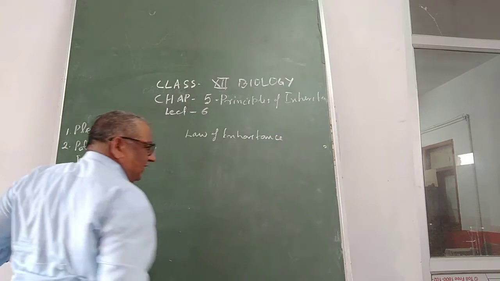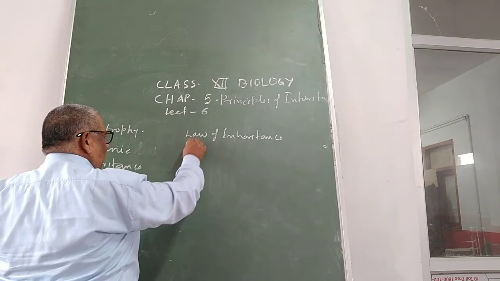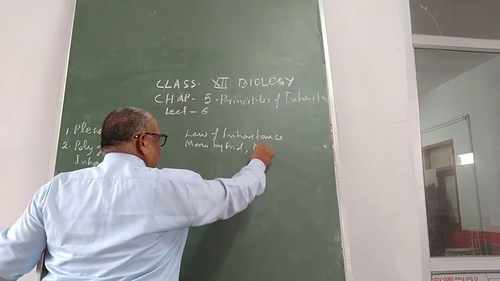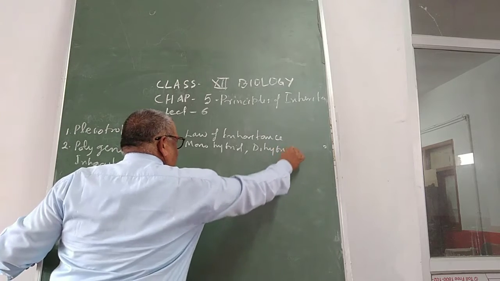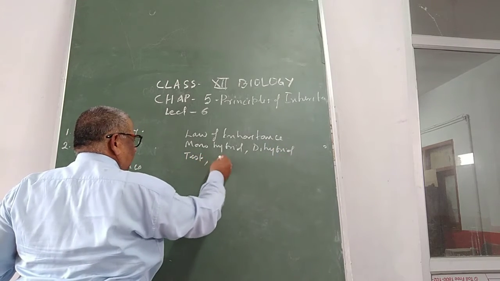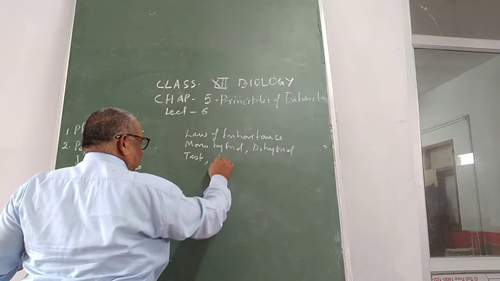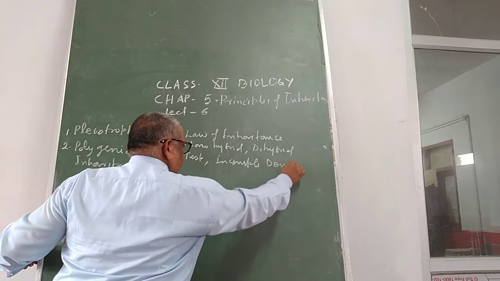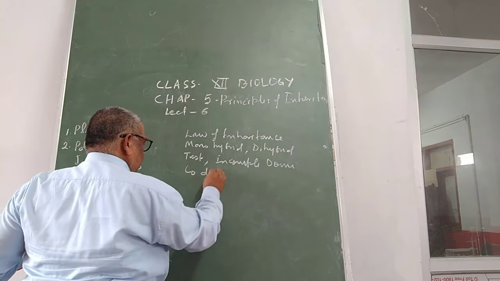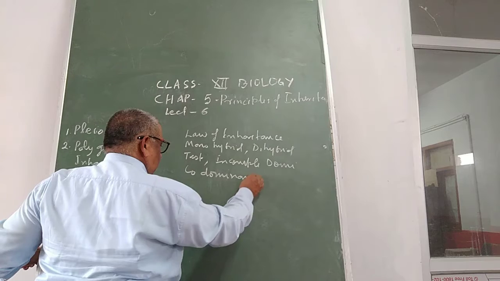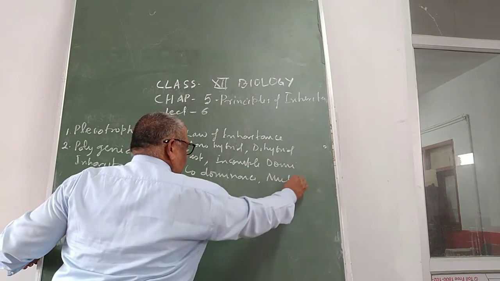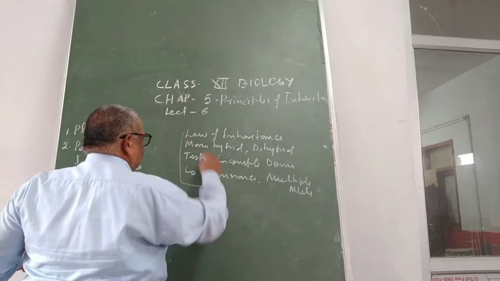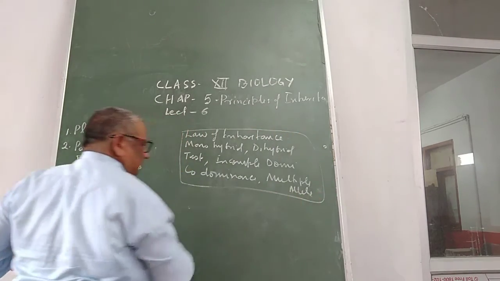we already studied 3 laws of inheritance: monohybrid cross, dihybrid, test cross, incomplete dominance, codominance, and multiple alleles. This portion is already covered in 5 lectures.